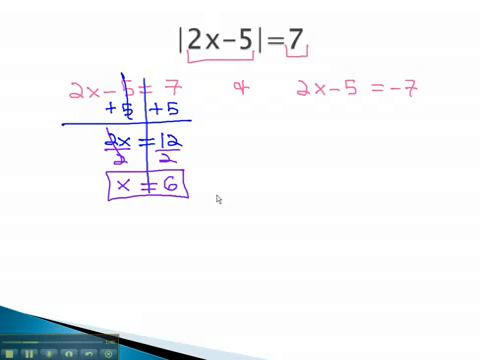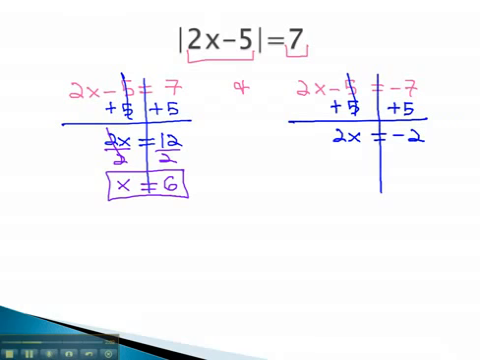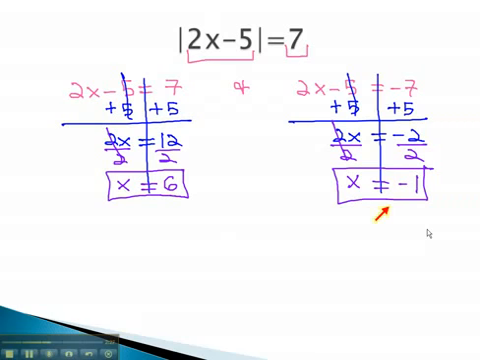To find our second solution, we solve the second equation. Again, we balance through the equal sign and start by adding 5 to both sides. We now have 2x equals negative 2. To get the x alone, we divide both sides by 2. The x is alone. We now have x equals negative 1. It is important to note, with absolute value, we should always have two different solutions. X equals 6 and x equals negative 1.